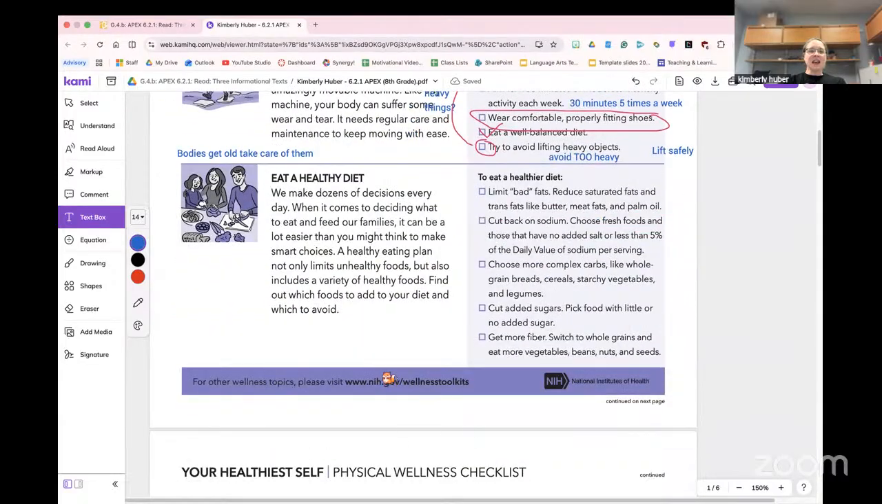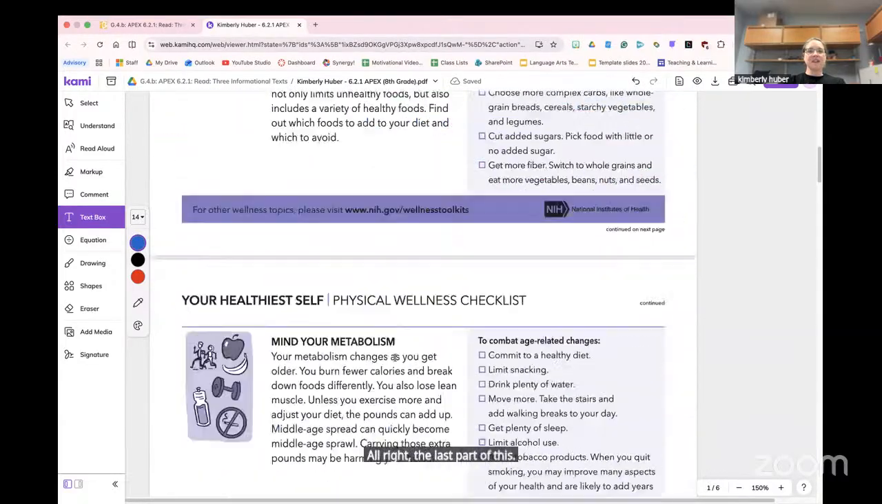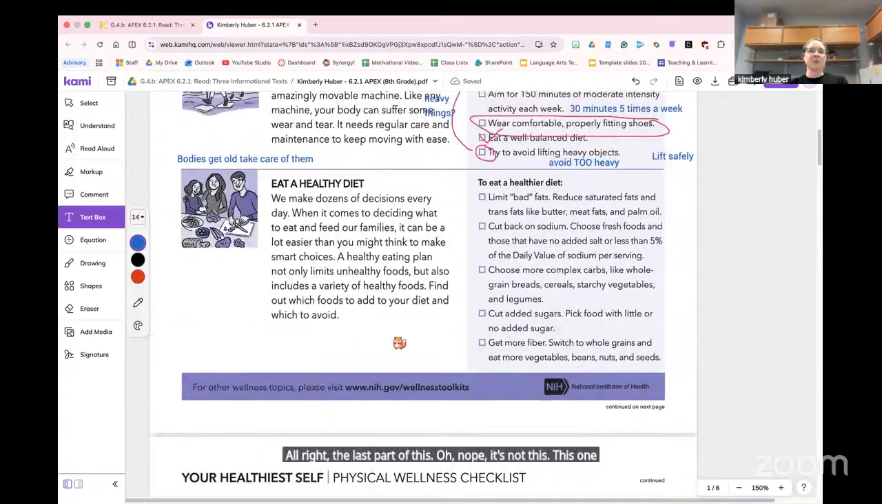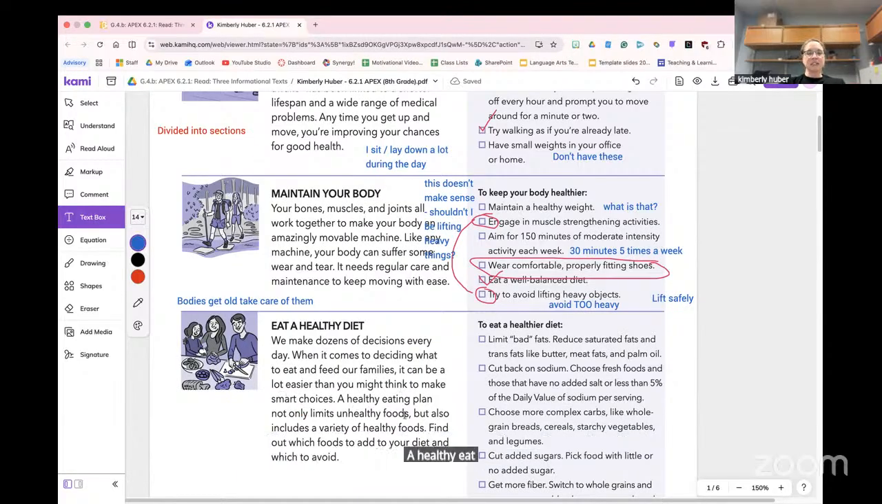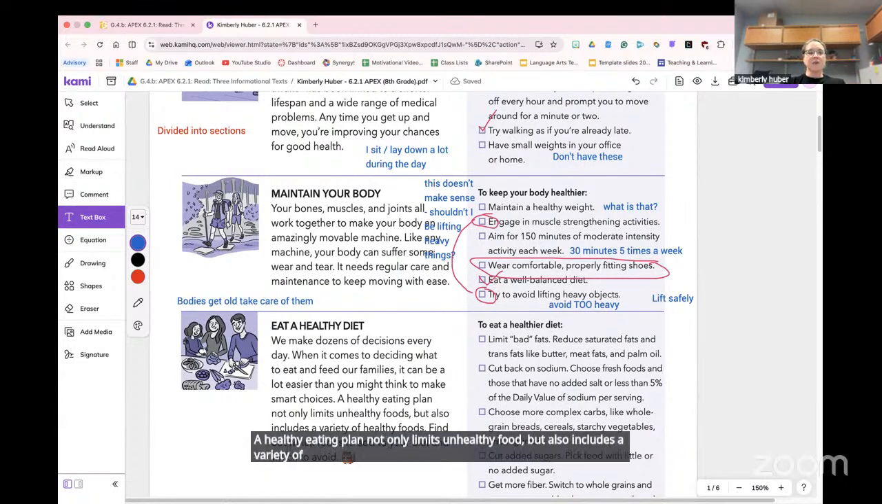All right, the last part of this, oh nope, it's not. This one is 2 pages. So the bottom of this page says eat a healthy diet. We make dozens of decisions every day. When it comes to deciding what to eat and feed our families, it can be a lot easier than you might think to make smart choices. A healthy eating plan not only limits unhealthy food, but also includes a variety of healthy food. Find out which foods to add to your diet and which to avoid.